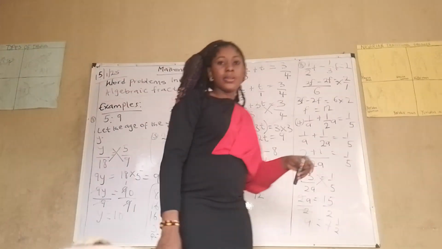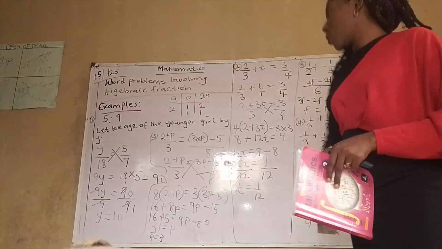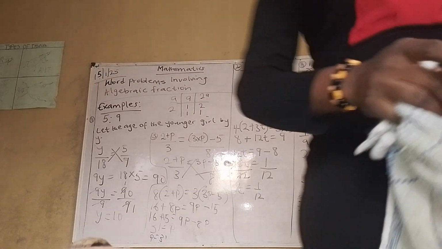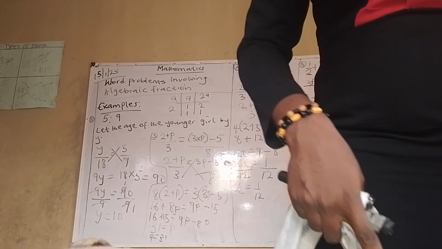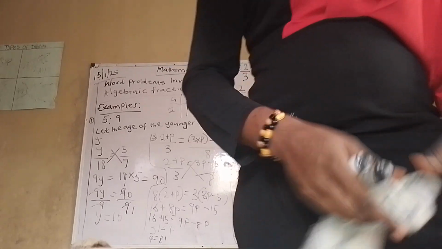So write down. Take down the book. Is there any question? No. Okay. So do it so that I'll give you class work. Class work will be on page 87, number 1.